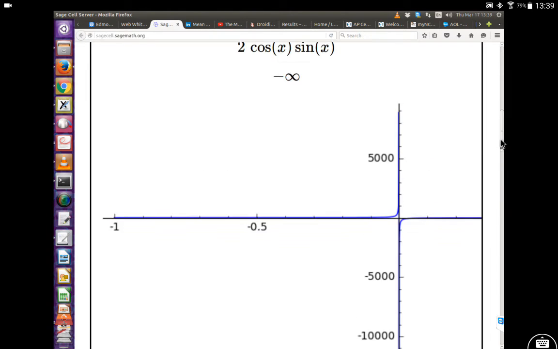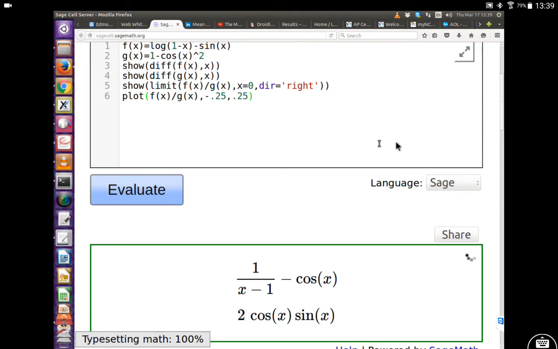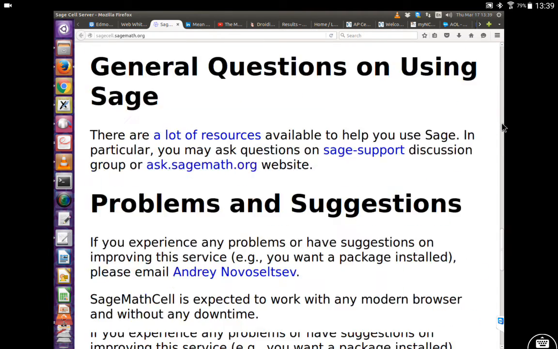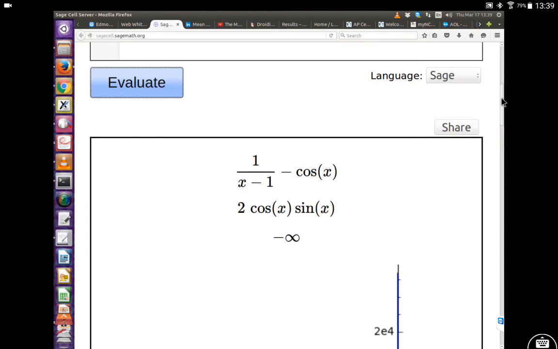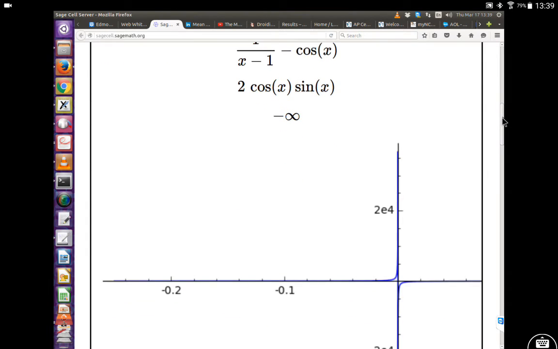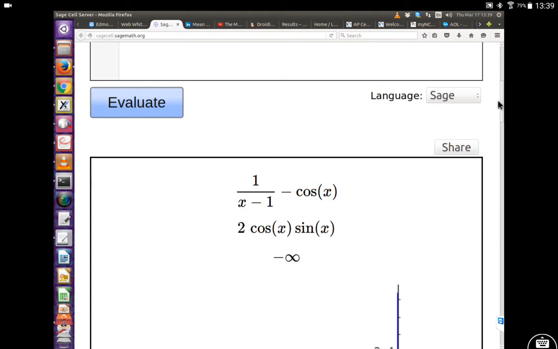You could change that. What if I did a plot from, I don't know, something closer to 0, say from negative 0.25 to positive 0.25. Let's see what that looks like. Excuse me, my mouse is going crazy. There you go. And by the way, this notation 2e to the 4 really means scientific notation, 2 times 10 to the 4th, which is what, 20,000? Okay, so you get the idea. All right, so that's a little bit about limits. It's a little bit about derivatives.